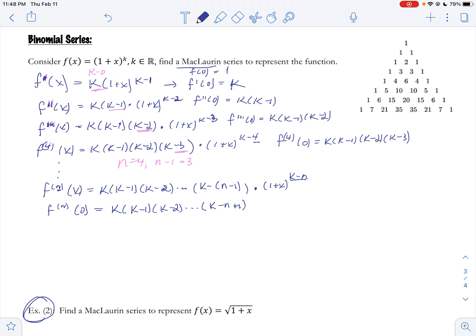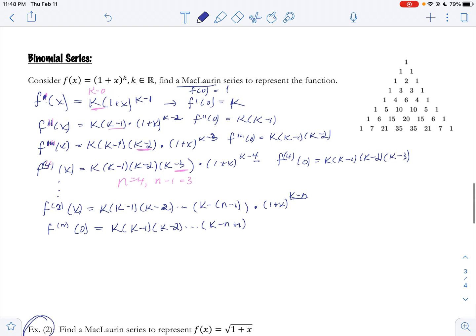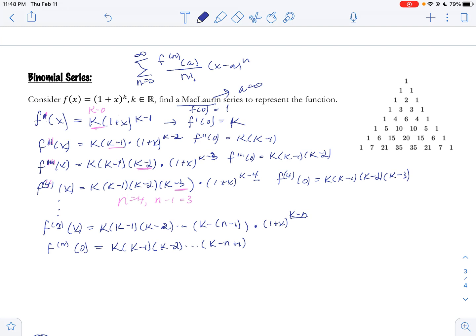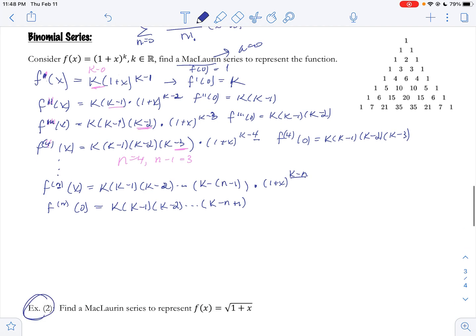Now we want to put it into the Taylor series format. Remember, that's going to be the series from n equals 0 to infinity of the nth derivative of a over n factorial times x minus a to the n. And remember here our a is 0 because it's a Maclaurin series, so that's why we plugged in 0. We have our nth derivative of 0 here. So now all we have to do is plug it into that expression.